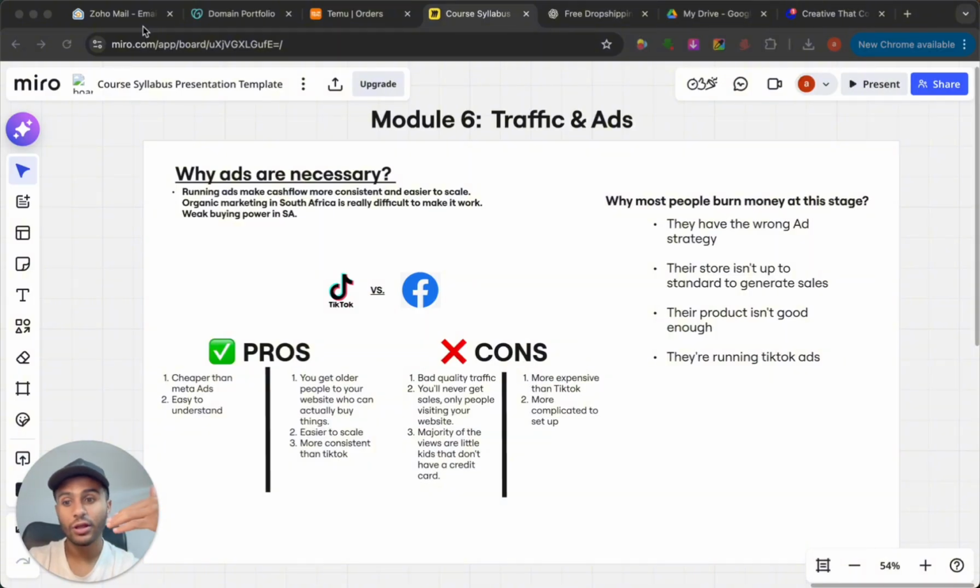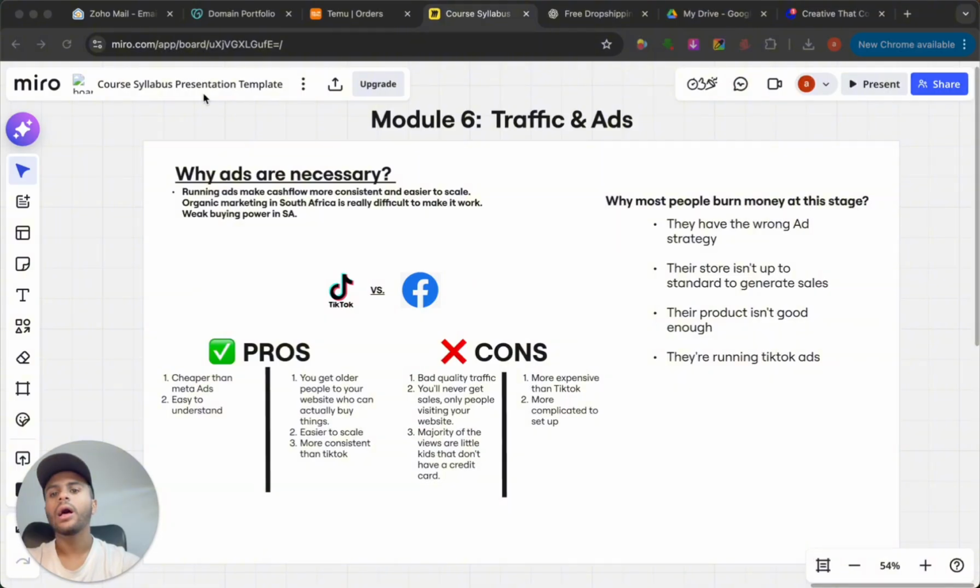So I've done organic for about a year, and the only issue with organic is it's super inconsistent. That's the only issue that I have with organic. Like you can make some cash from it, but it's going to take you quite a lot of time and it's inconsistent. That's just my experience. I've done organic for about a year, and that is how it went for me.